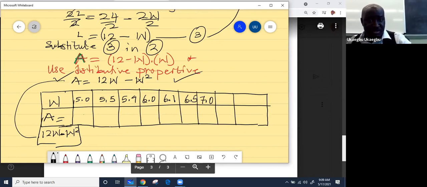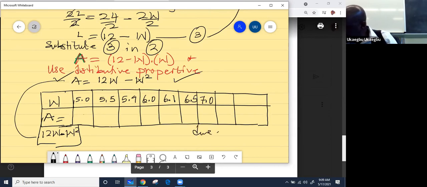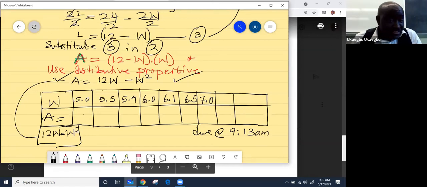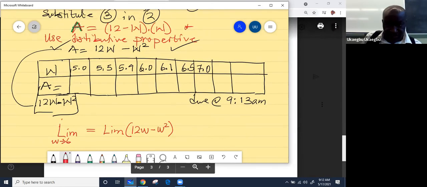So 1 minute, 2 minutes, 3 minutes, 3.5 minutes. Use calculator, punch in the number. The 3 minutes is going to be due at 9:13 a.m. Please write two places of decimal. You have 1 more minute, ladies and gentlemen.